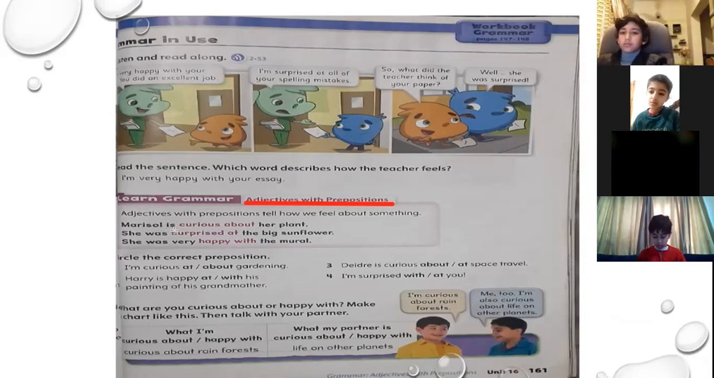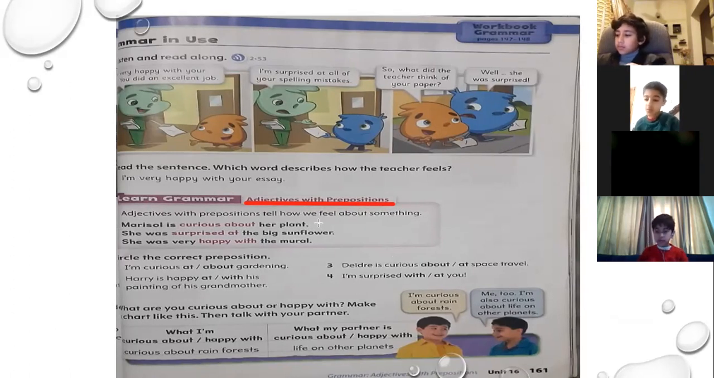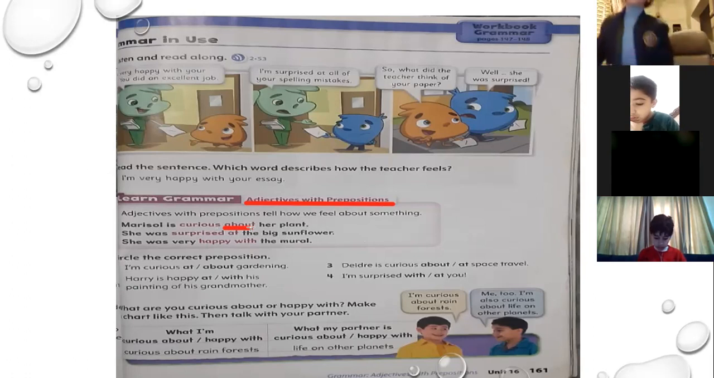As you see over here, Marisol is curious about her plant. This is what she is feeling about her plant, and that's why she is curious about her plant. She was surprised at the big sunflower. So over here, the preposition about is used, and in the second sentence, the preposition at is used. She was very happy with the mural. So with is the preposition, right?